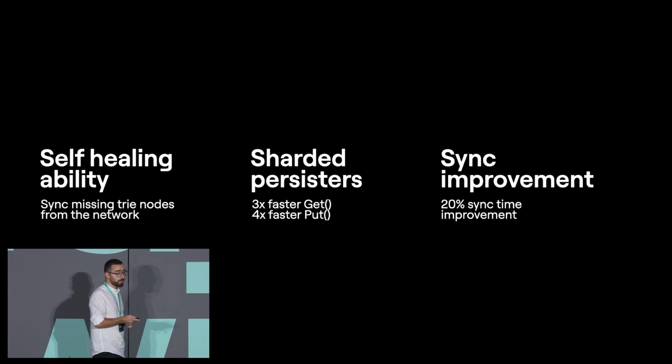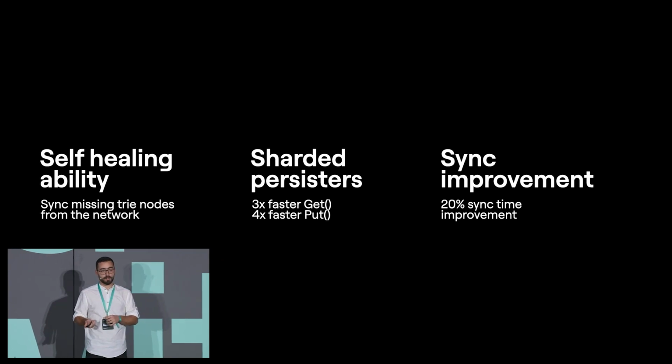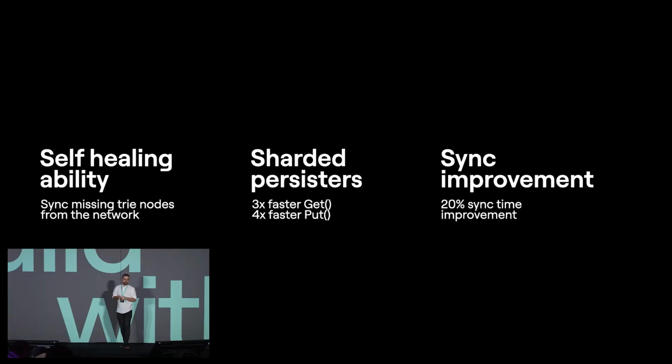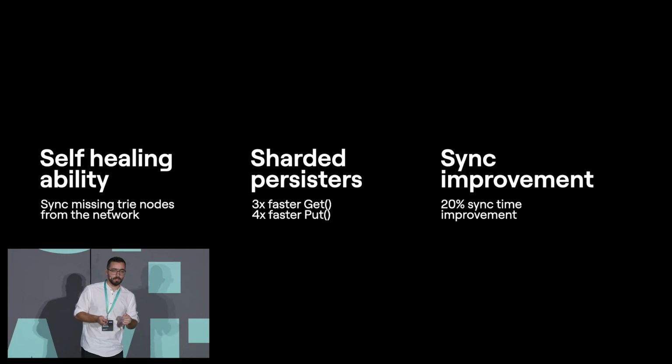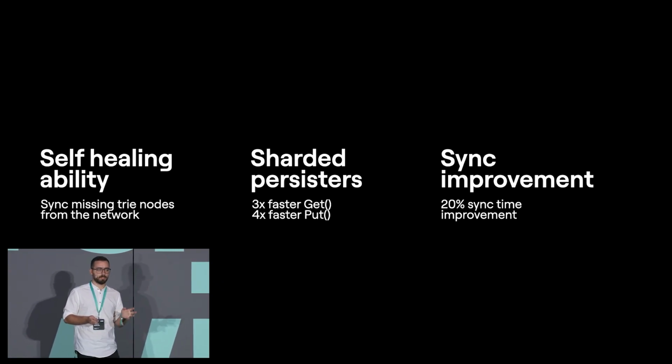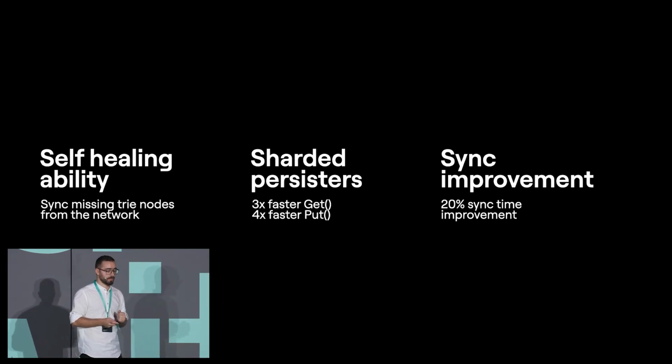Another improvement we have found is using a sharded persister for each database, and the get function is 3 times faster, and the put is 4 times faster. Another one is an improvement for syncing. Right now, if you start a node on shard 1, it will take about an hour and a half to sync the whole state for shard 1. After this improvement, it will take an hour and 5 to 10 minutes. So it's a 20% sync time improvement.